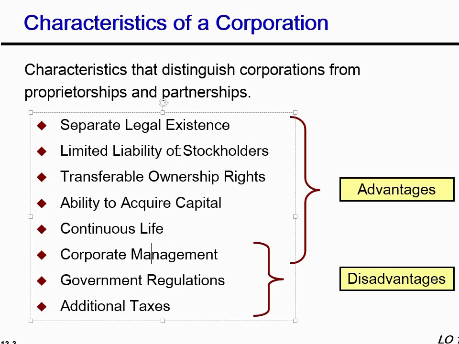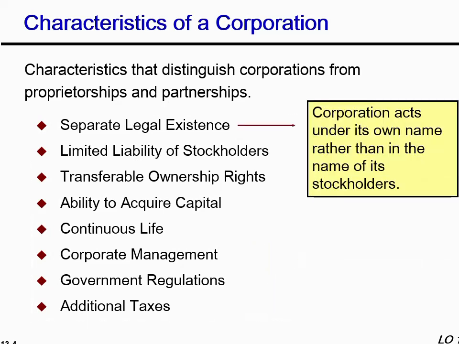So let's see them one by one, and mainly why corporate management is considered sometimes as an advantage and sometimes as a disadvantage. Starting with the separate legal entity, as I already mentioned, the corporations are separate or distinct as compared to their owners. So when we call them an artificial person, it means that they have their own name. They do not run on the name of the shareholders or the owners of the company.